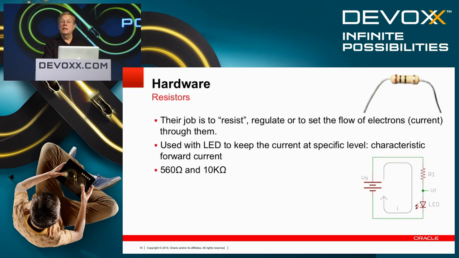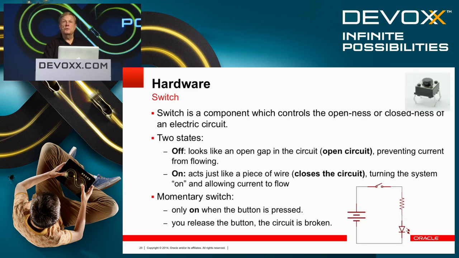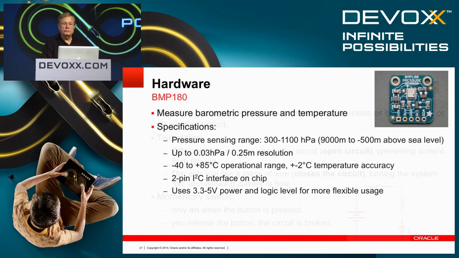Resistors regulate the flow of electrons. And so you want to use resistors to be able to control your amps, control the current. And then we have switches. Switches are things that open and close a circuit. And in our case, we're going to be using a momentary switch, which means when you're pressing it, it closes, and when you release it, it opens.